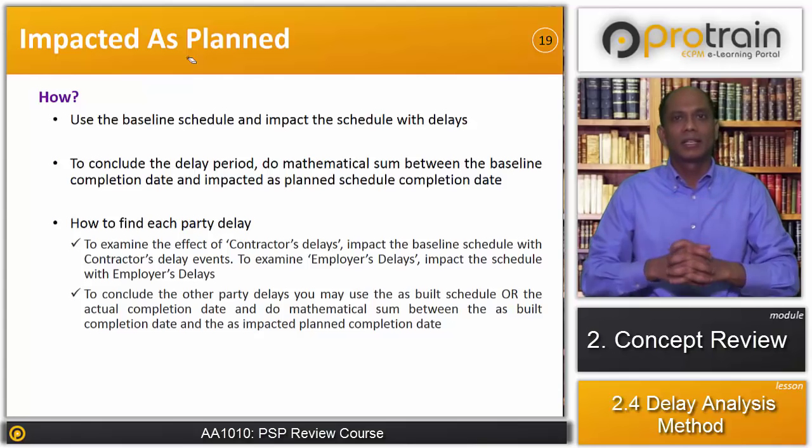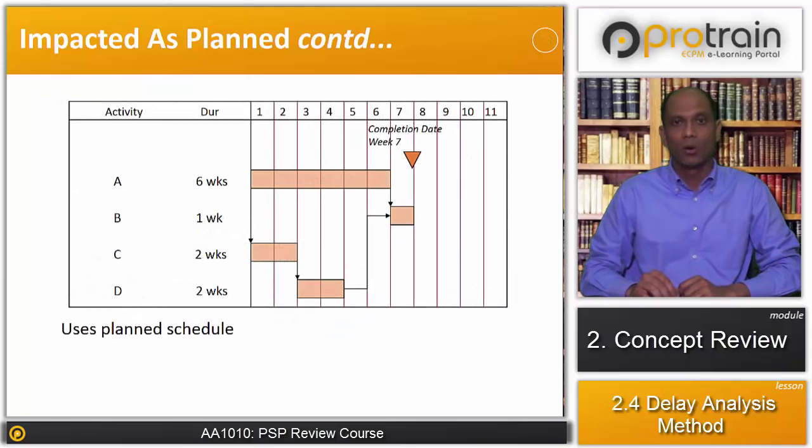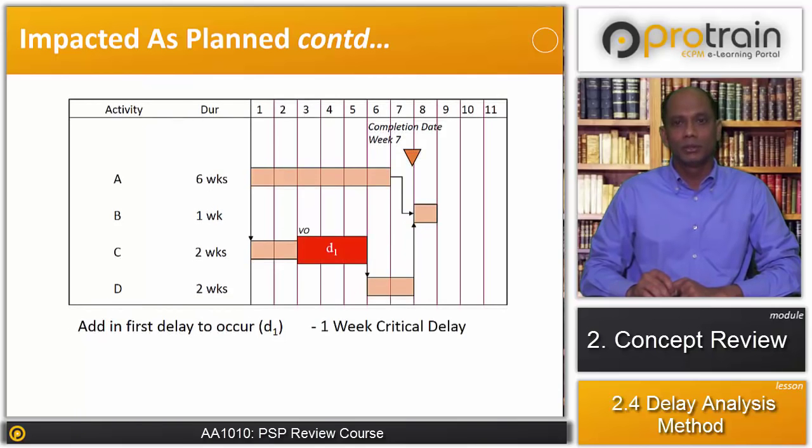Now let's take an example to understand how graphically we can understand that. As mentioned, it uses the as planned schedule, and the as planned schedule is impacted by the delays. So first we will insert delay number 1 into the as planned schedule. In this slide we have inserted a delay D1 which is due to the variation order. So we add the first delay, which is of 3 weeks, and we find that 1 week of critical path delay is occurring to the project.